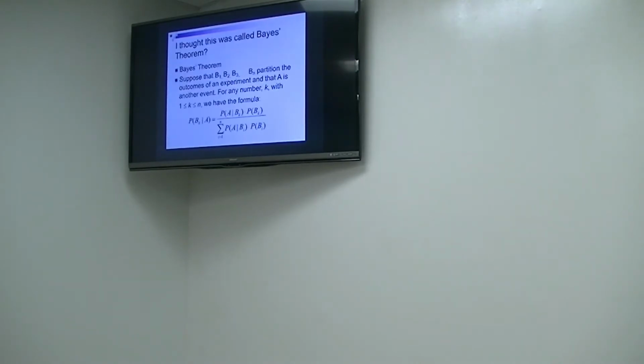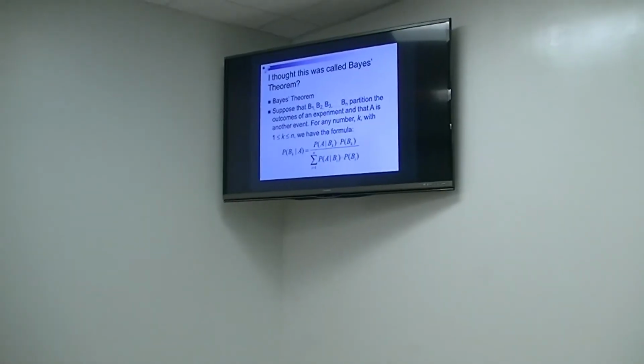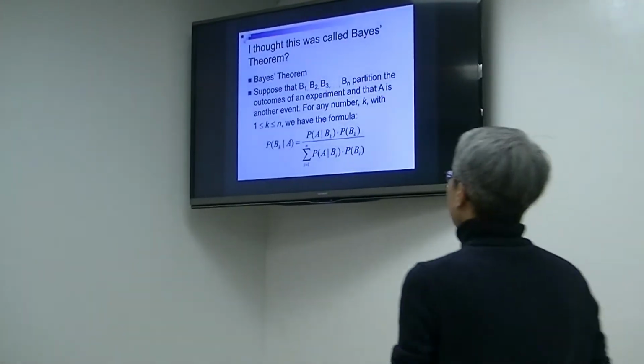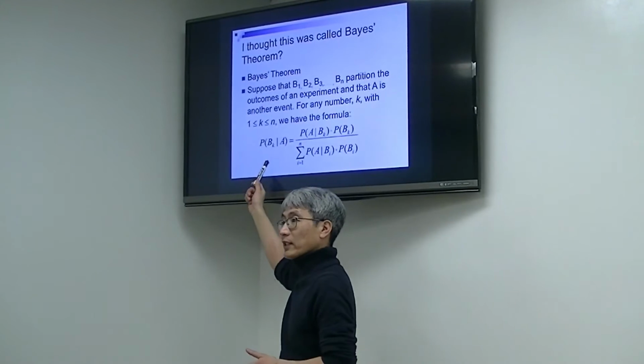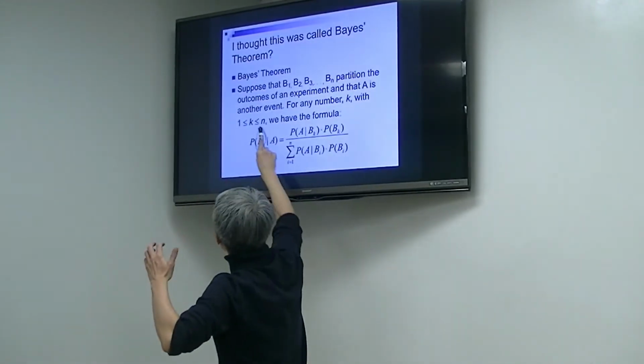Okay. Then finally, this is the base. What's the difference between this one and this one? First, B is not binary. It can be n number of cases. Keep that in mind for the front part.